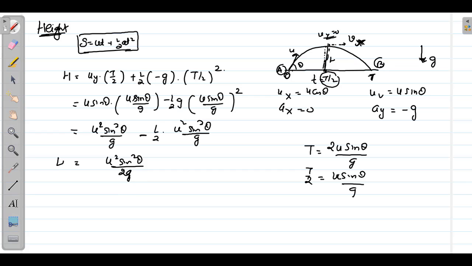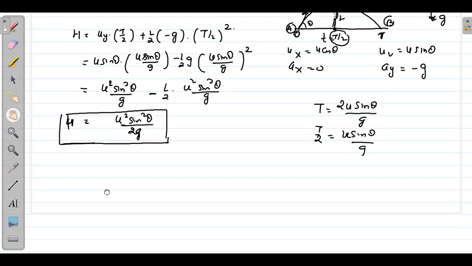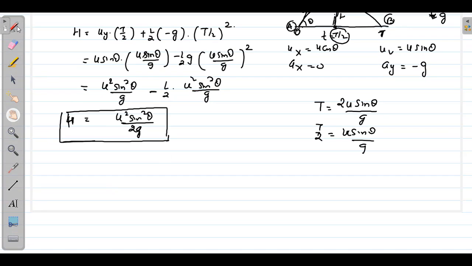This is the formula for the height attained by the projectile. This is the maximum height attained by the projectile during its motion. This formula is important. We have to remember this.